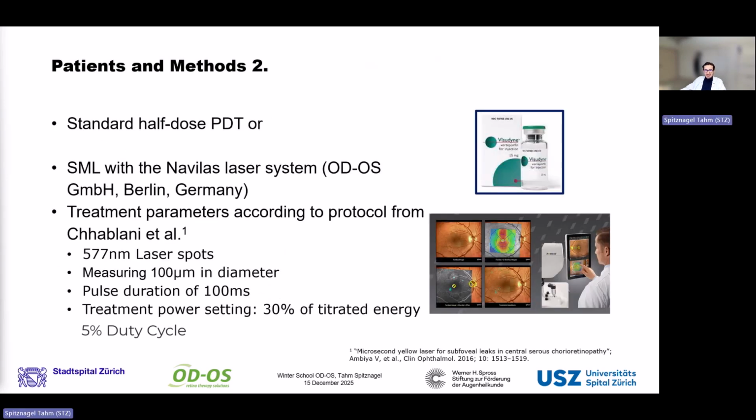All those patients received either standard half-dose PDT or subthreshold microsecond laser with the Navilas laser system. Treatment parameters were used according to the protocol from Khabbazi et al. The laser spots were 577 nanometers, measuring 100 micrometers in diameter. The pulse duration was set to 100 milliseconds, and treatment power was 30% of the titrated energy. On the bottom right-hand side, you can already see a glimpse of what it looks like, but I will show you a bit more in a second.